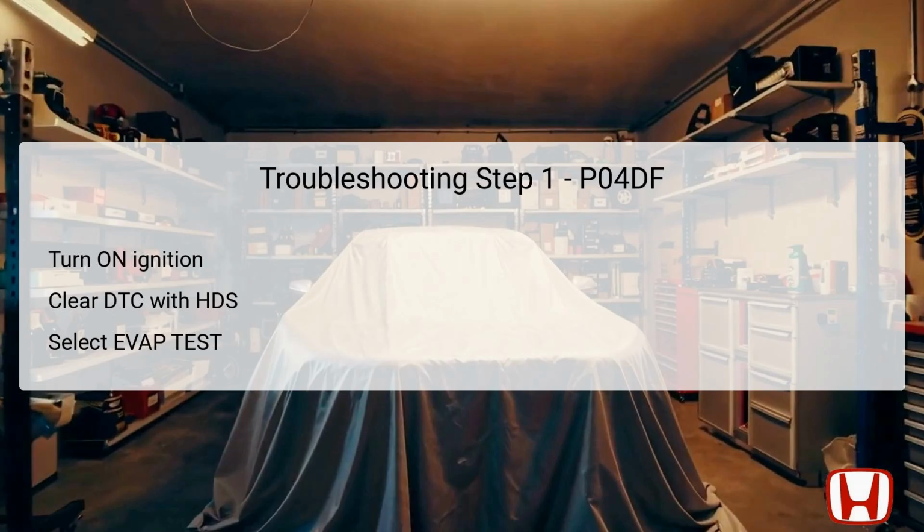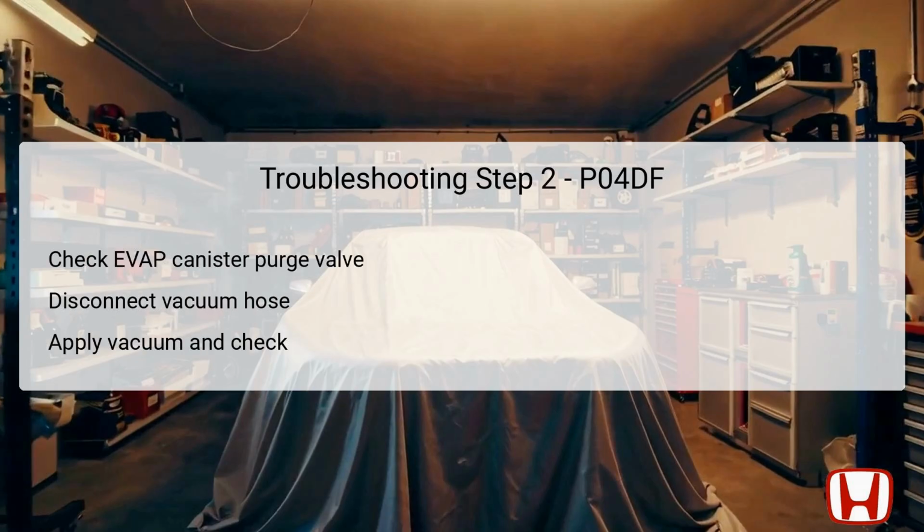After that, navigate to the inspection menu on the HDS and select the EVAP test, followed by the function test option. It is important to note that if the test cannot be completed due to another active DTC, you must address that other code before proceeding with the test specific for P04DF. Successful execution of this step will determine whether the issue persists.